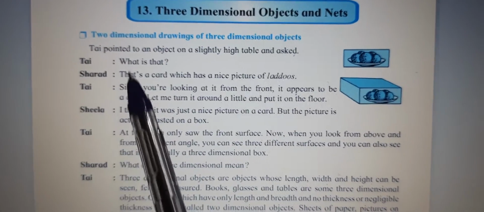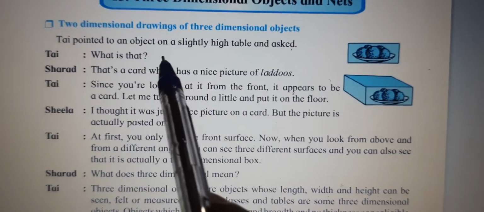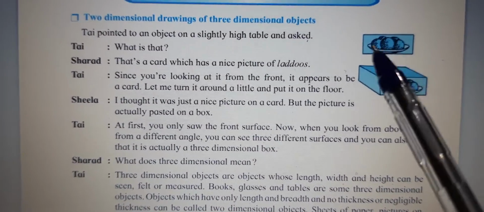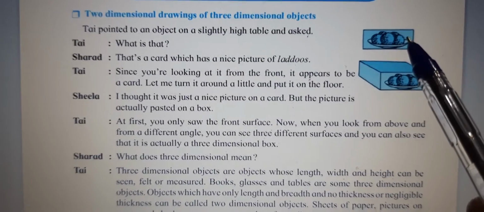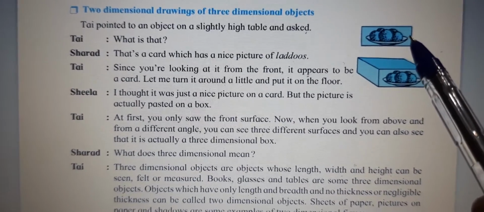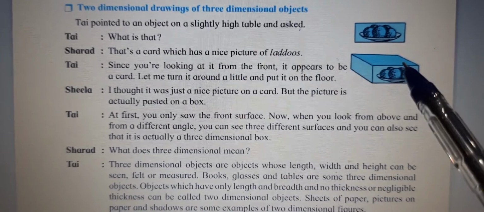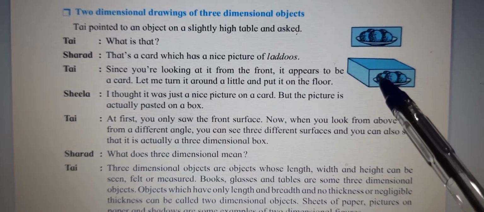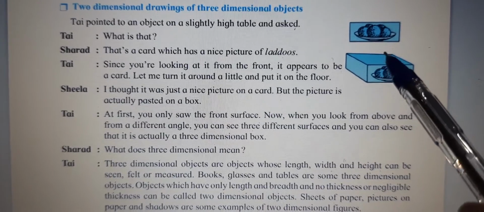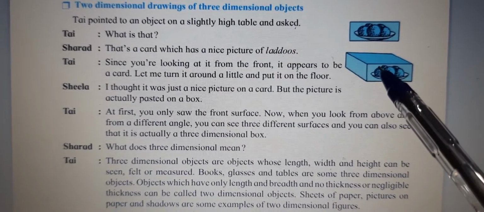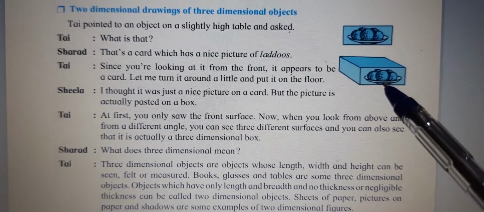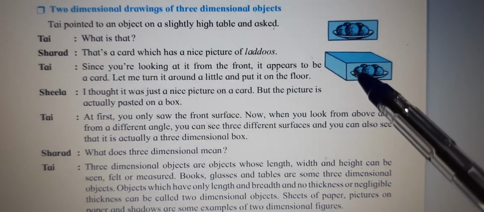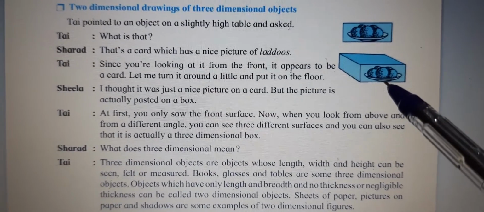So you can see, Thai pointed to an object on a slightly high table and asked, what is that? You can see the picture here on top. Sharat says that's a card which has a nice picture of laddus. Since you are looking at it from the front, you say it's a picture of laddus. But when she turns it around a little and puts it on the floor, she finds that it's a box. I thought it was just a nice picture on a card, but the picture is actually pasted on a box.